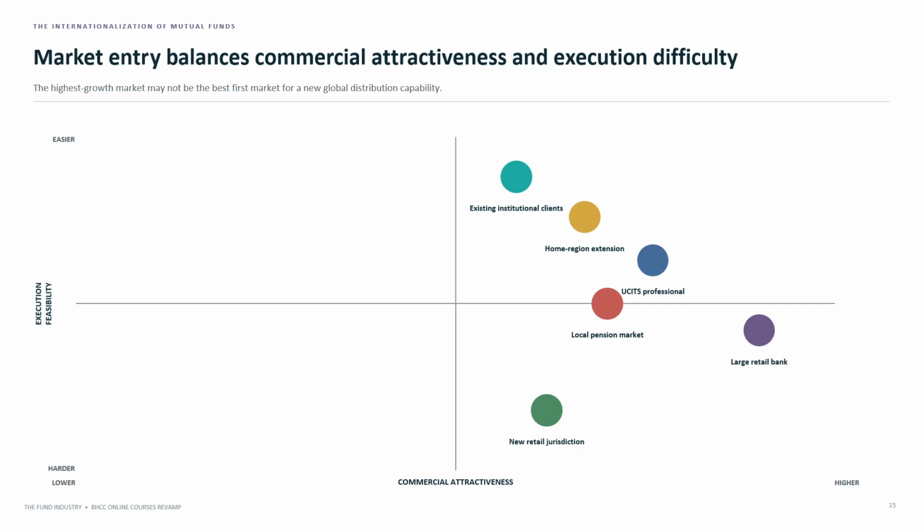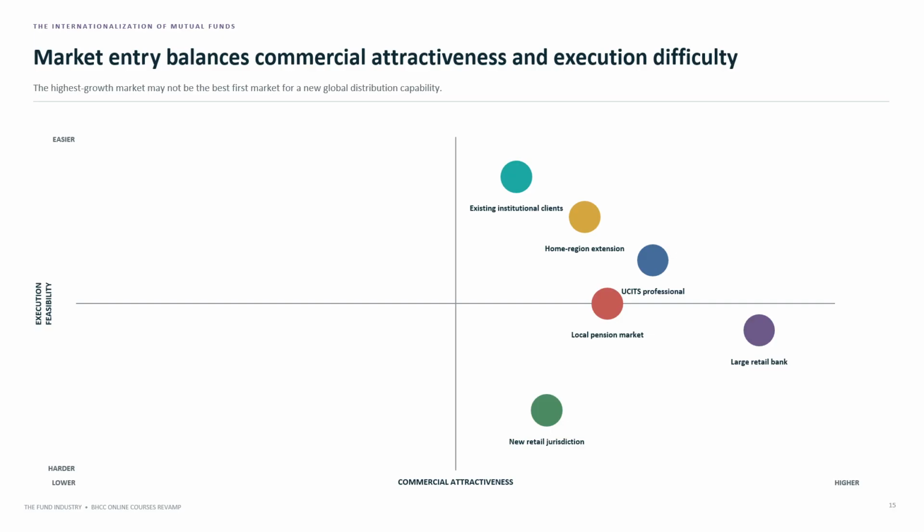are already understood. A home region extension may add manageable complexity. A professional UCITS channel may offer portability without the full burden of mass retail. A large retail bank can provide enormous reach, but it may demand low fees, multiple share classes, extensive integration, and long due diligence cycles. A local pension market may be attractive, yet require specific reporting, local credentials, and consultant support. A new retail jurisdiction can combine large potential with the greatest fixed cost and execution risk.